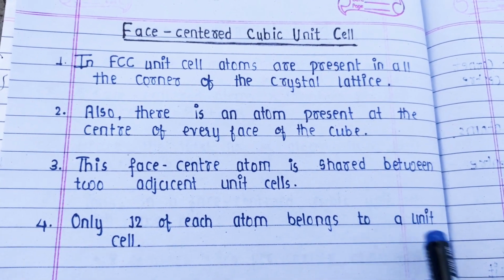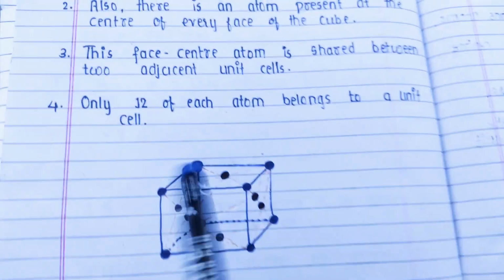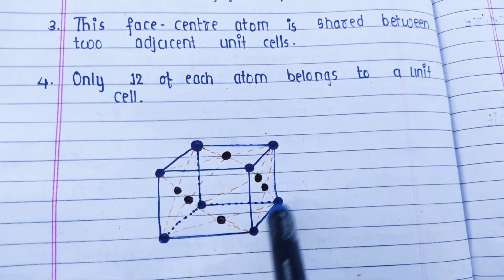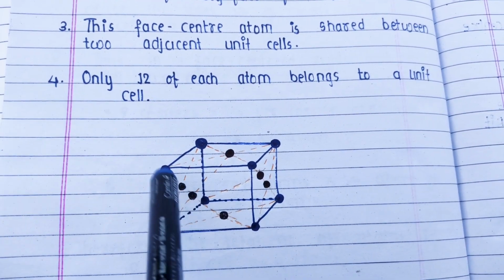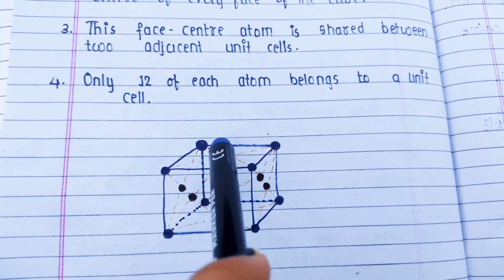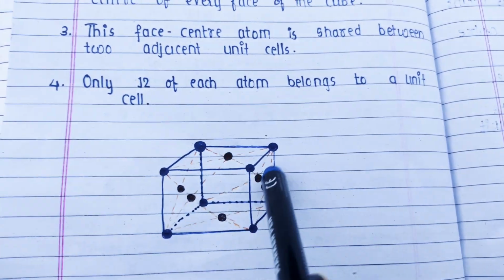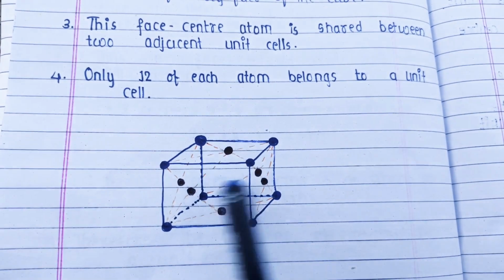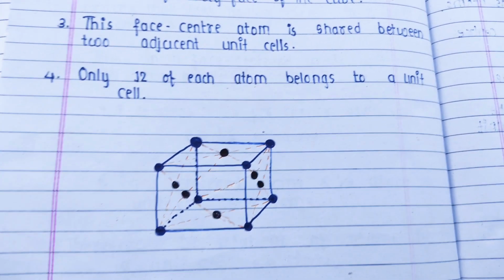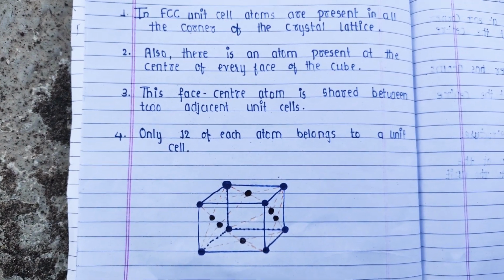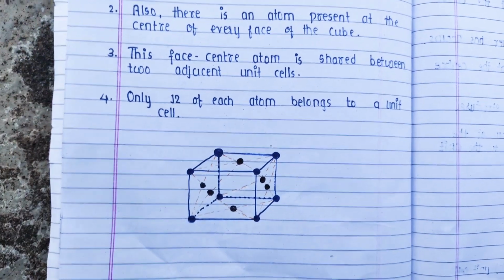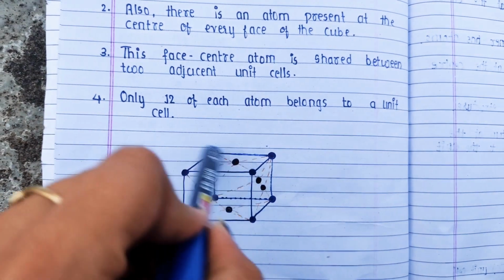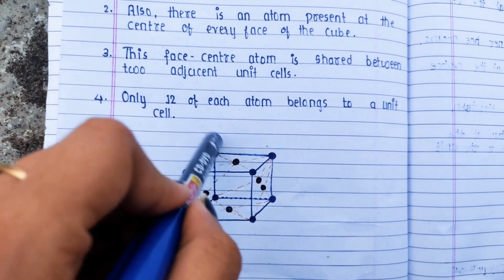Only half of each atom belongs to a unit cell. As per this structure, you can see 1, 2, 3, 4, 5, 6, 7, 8 atoms present at the corners and 1, 2, 3, 4, 5, 6 atoms present at the center of each face. This is a face: face 1, face 2, face 3, face 4 and face 5. An FCC unit cell contains atoms at all the corners of a crystal lattice and at the center of all the faces of the cube. The atom present at a face center is shared between 2 adjacent unit cells and only half of each atom belongs to an individual cell.